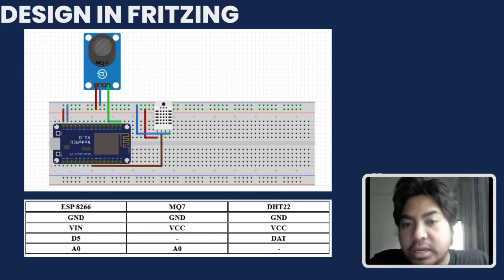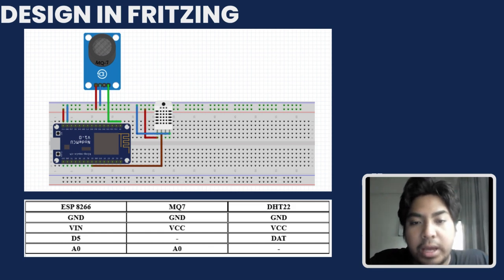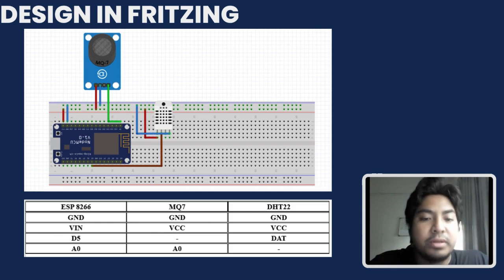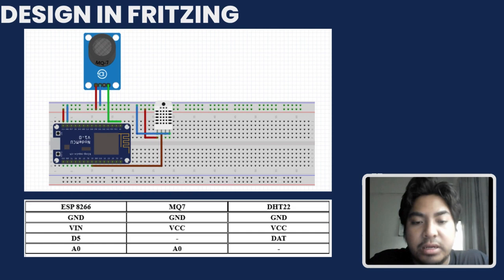Okay, so this is the design in Fritzing, where as you can see here, we connected some wires from the sensors to the ESP8266. We can see that the ESP8266 ground will be connected to the ground of the MQ7 and the DHT22 pin. And we're also going to use VIN, which supplies 5 volts of power.